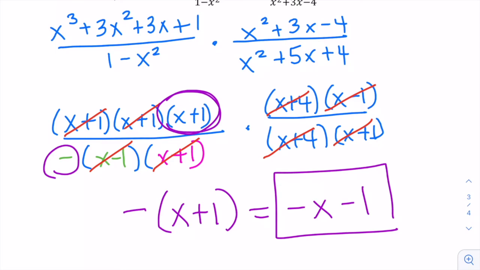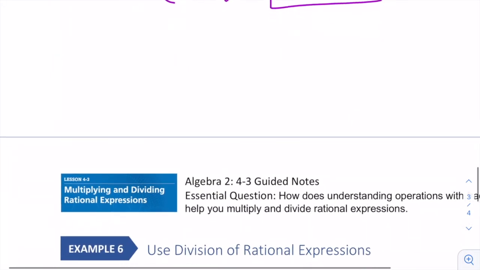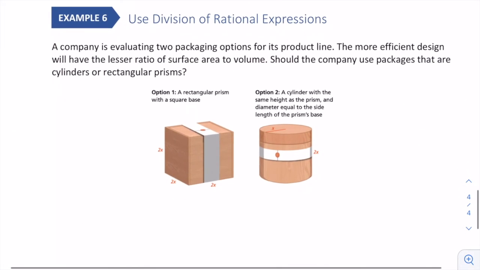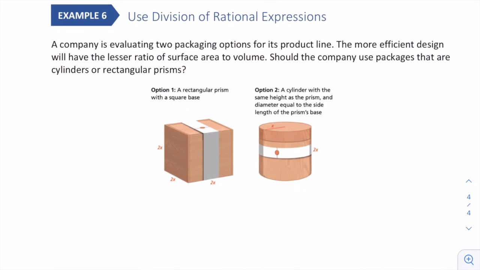All right, so let's look at this last word problem, and we're going to actually bring in some geometric concepts as well. So we have two types of packaging, and we're trying to see which one is the most efficient. So remember, we have a lot of cost here. So talking about how much total packaging would be the surface area. So total packaging would be, I'll put SA.